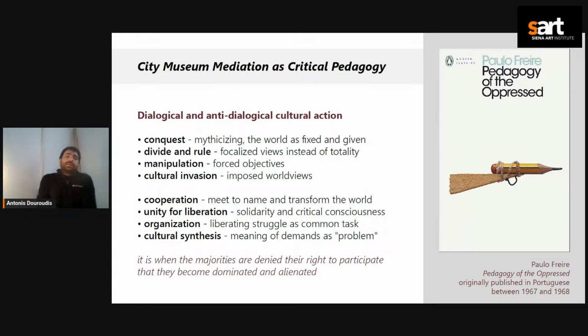On the other hand, there is dialogical cultural action, through which people meet to name and transform the world together through solidarity and critical consciousness, which is necessary to witness a common oppression. And by witnessing this as a common task, also this struggle through organization.